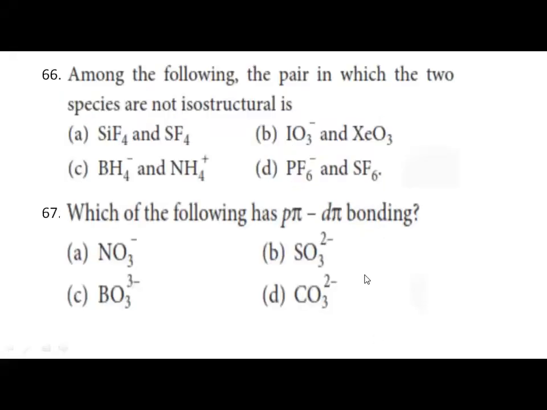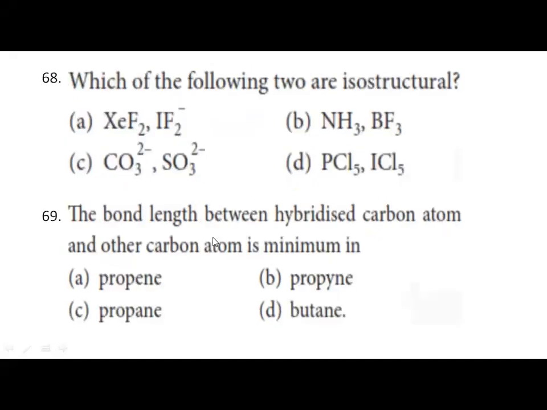So p pi d pi bonding is present in sulfite ion. It is not present in nitrate, borate, or carbonate. No, it is present in sulfite ion.